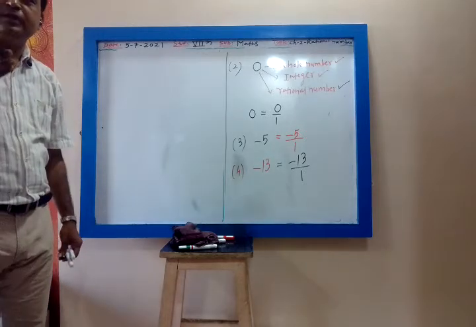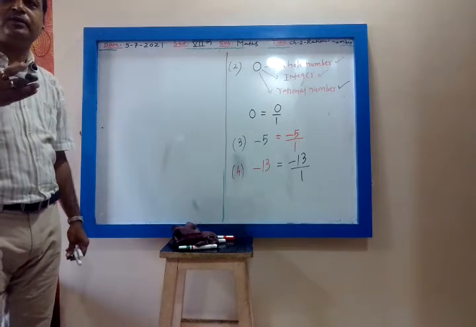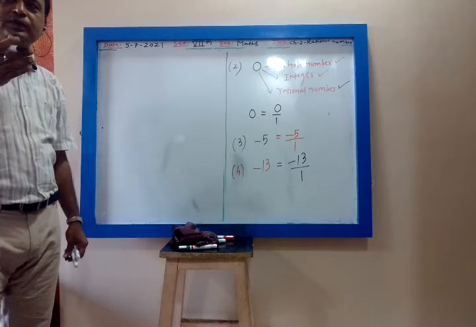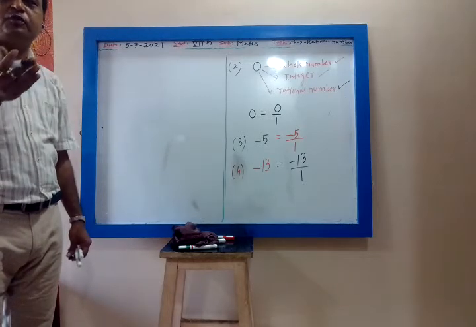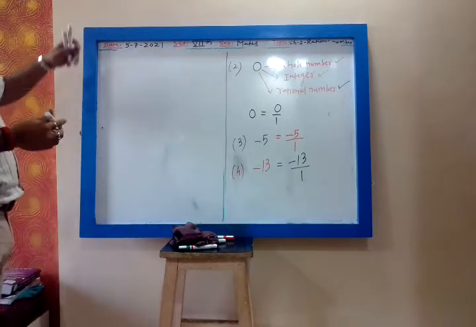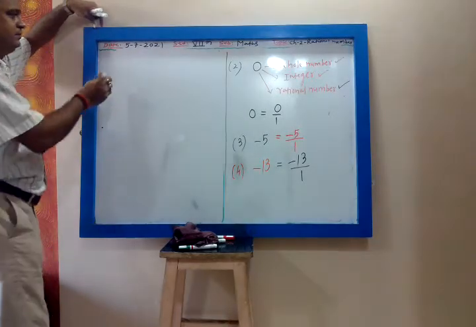Yes, 5 upon 1 will be a rational number. 5 will be a rational number because 5 can be written as 5 upon 1. So any negative integer, any positive integer, 0, all can be written as rational numbers.